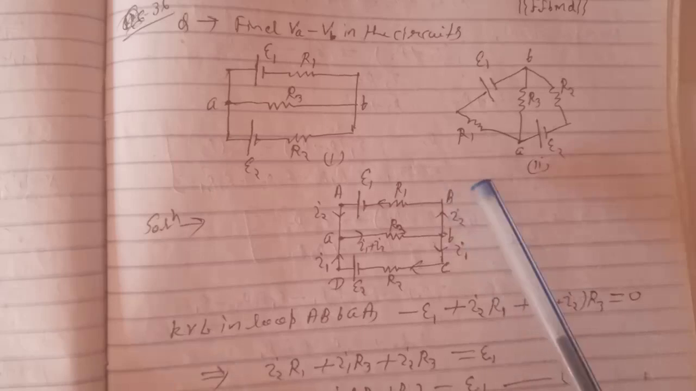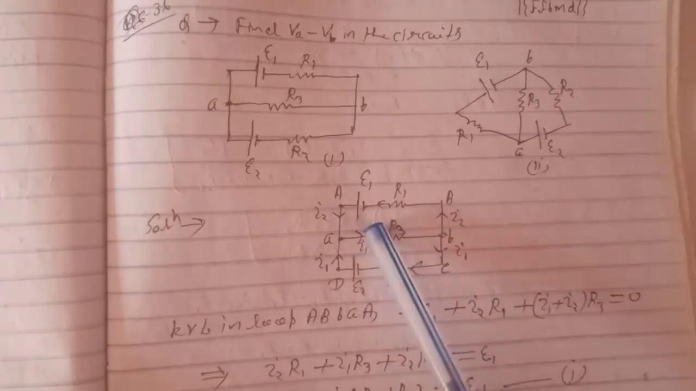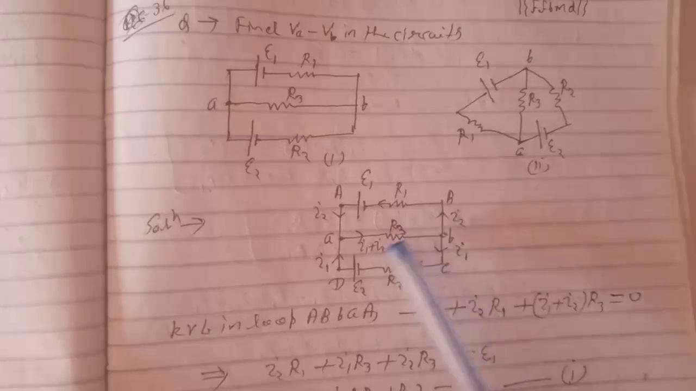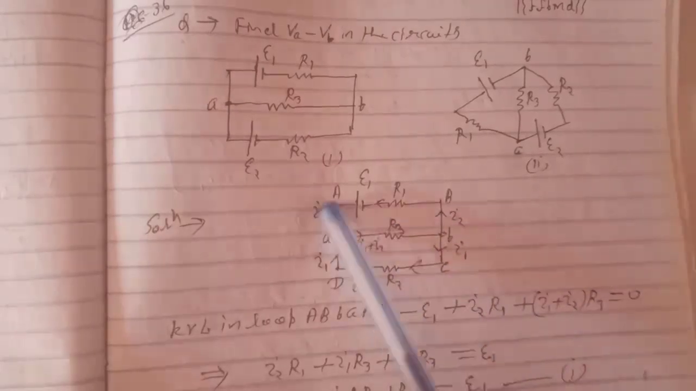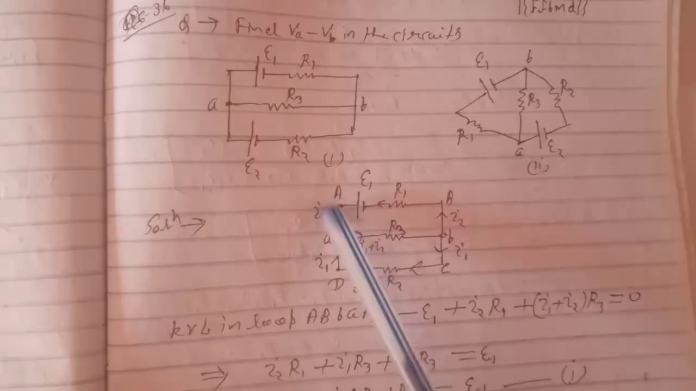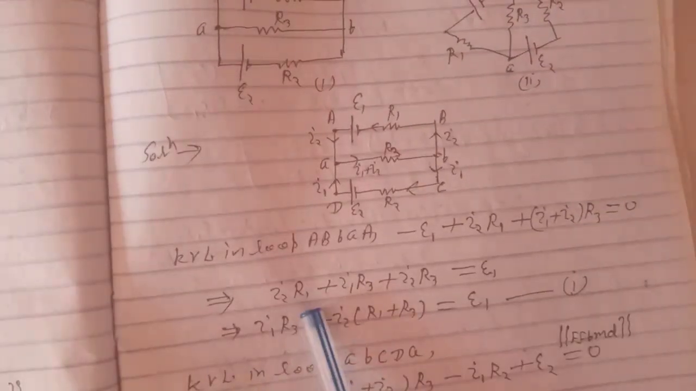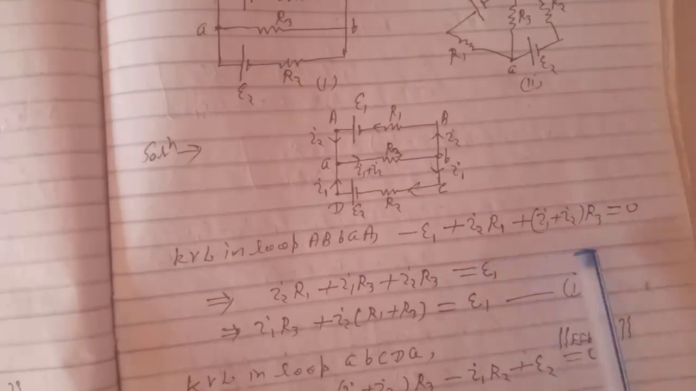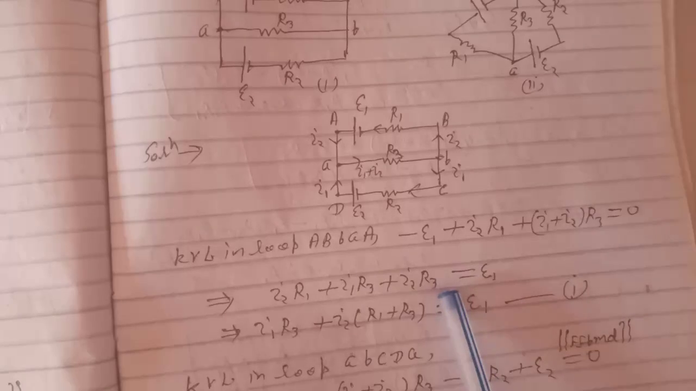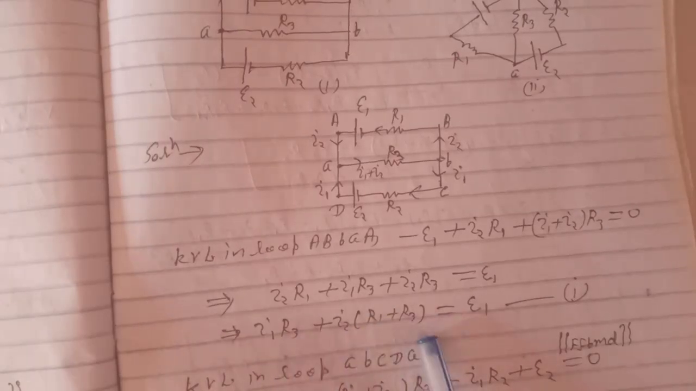Plus I2 into R1, plus again we go in this line where I1 plus I2 current is flowing. Now we are going from here to here, from higher potential to lower potential, so it will again be positive. So plus I1 plus I2 into R3 equals 0. Now we have completed this loop. After going through, there is no other electrical component in the loop, so finally we have got equal to 0. This implies I2 into R1 plus I1 into R3 plus I2 into R3 equals E1, taking this to the other side. Or this implies I1 into R3 plus I2 into R1 plus R3 equals E1.